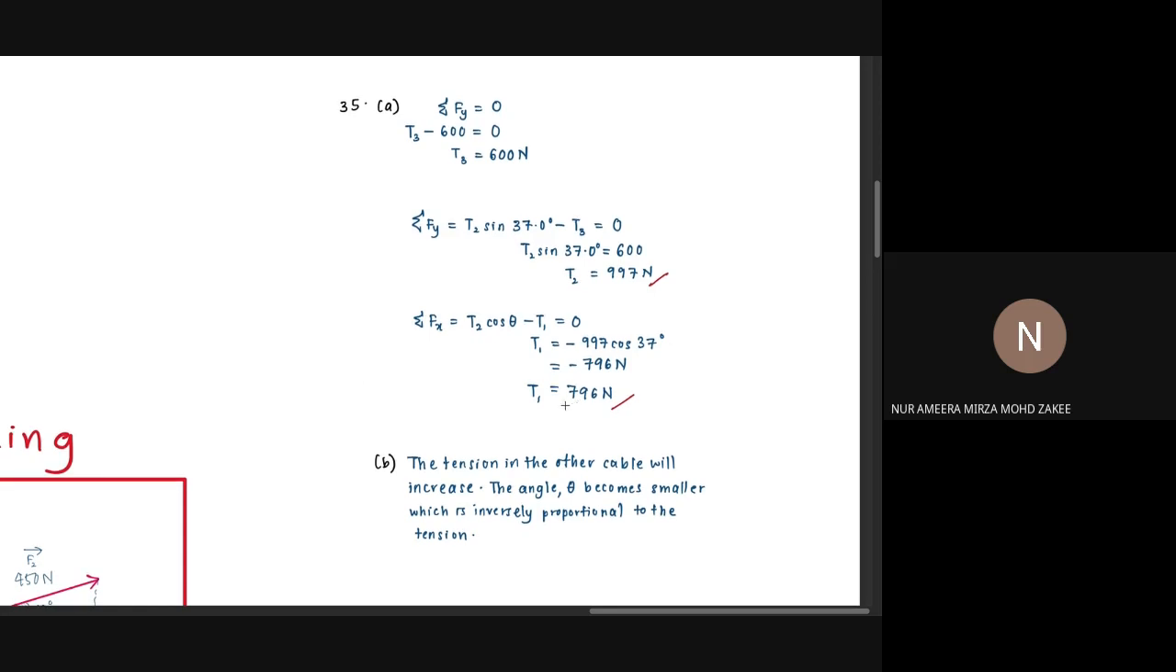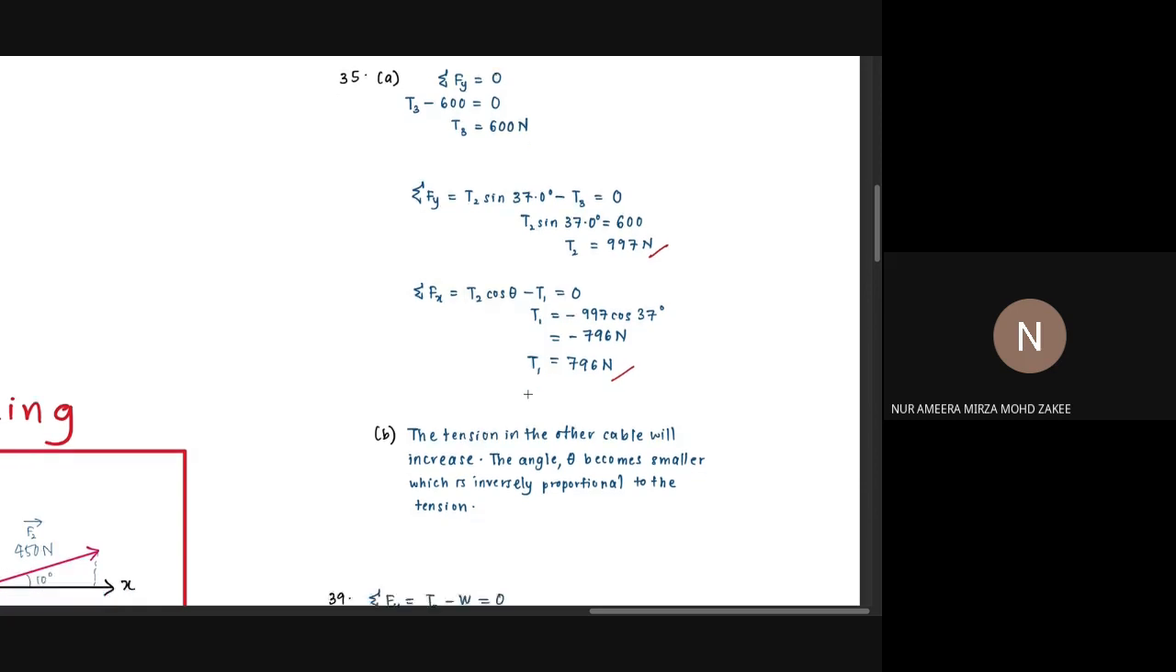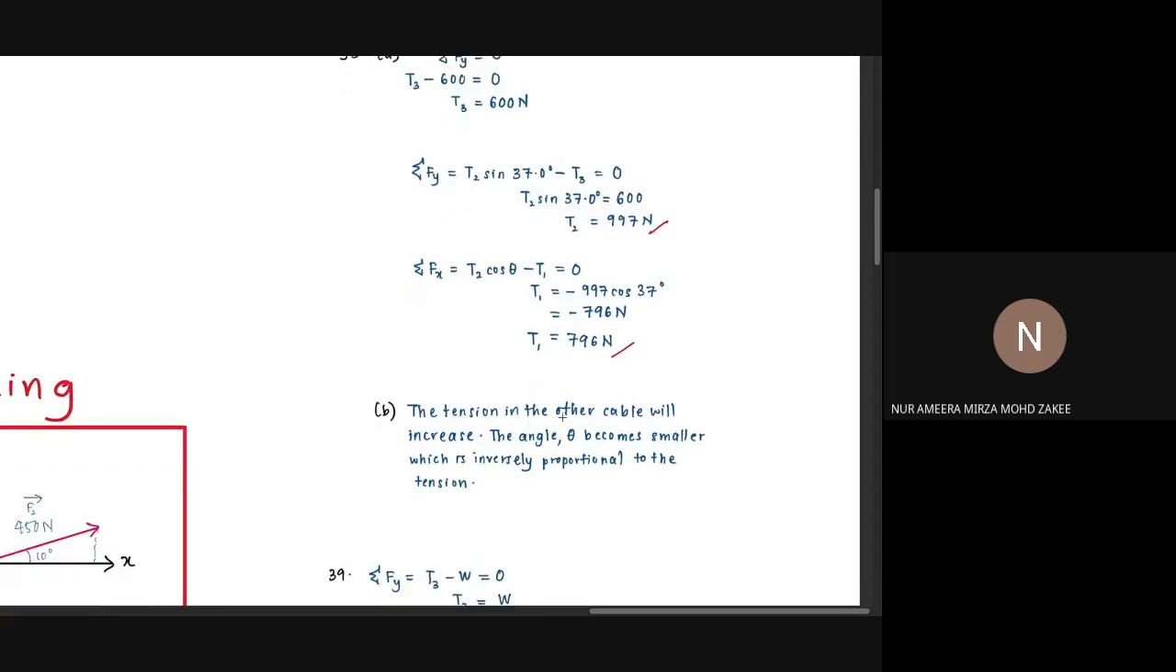And for B, suppose the horizontal cable were reattached higher up on the wall. Would the tension in the other cable increase, decrease, or stay the same? Why? I answer it: the tension in the other cable will increase because the angle becomes smaller as the other cable is attached higher up. So the angle is inversely proportional to the tension, hence the tension will increase.